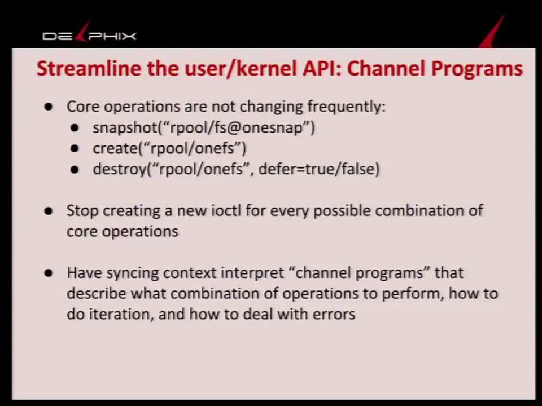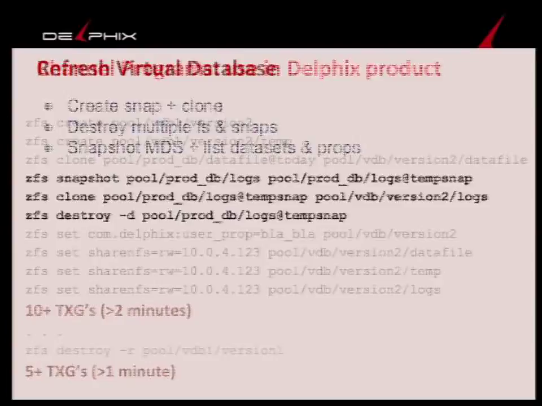So the idea here is to stop trying to create every possible ioctl down to the kernel with every possible set of semantics we might want, and instead send down to the kernel a little program that tells us what you want to do using these basic fundamental operations. And it can tell us how to iterate over things and say, I want to create a snapshot of every file system whose name looks like this. And it can tell us how to deal with the errors. So let me give you an example.